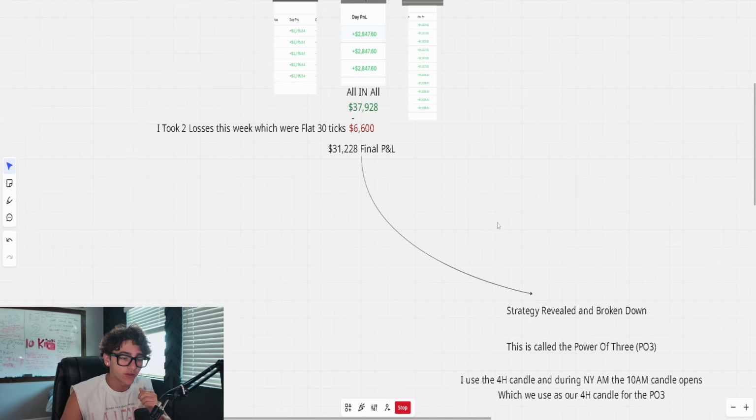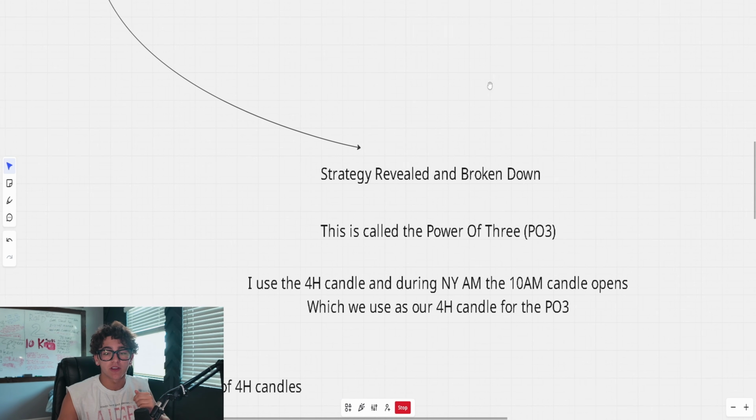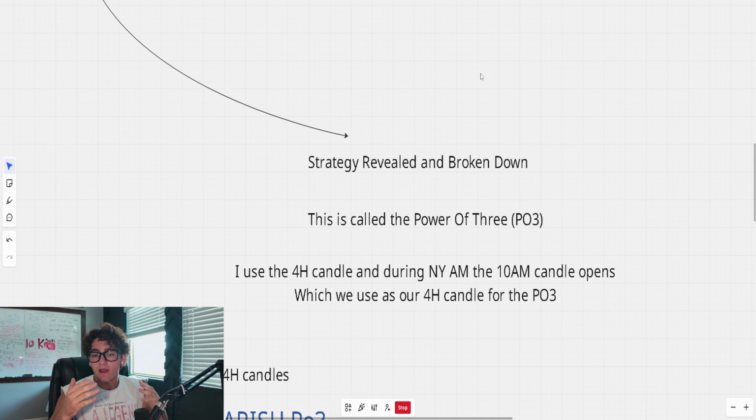So if we get into the strategy actually broken down for you guys, the strategy is called the Power of 3. Some of you may have heard about it. Some of you may have not. Basically, a lot of people heard about the strategy. They don't know how to actually use it, and you don't know how actually simple it can be when you break it down the way I'm going to do it for you guys.